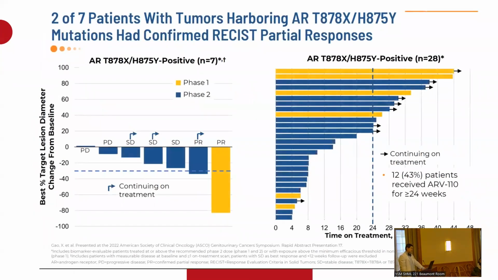Additionally, 2 of the 7 patients with this genotype also had a confirmed RECIST partial response, with 3 having stable disease and 2 having disease progression. As far as the timeline, 43% of the patients were still on ARV-110 earlier this June when they released this data. They did not mention why the other 57% stopped taking ARV-110, and so that will be something interesting to see when they finally release this data set.